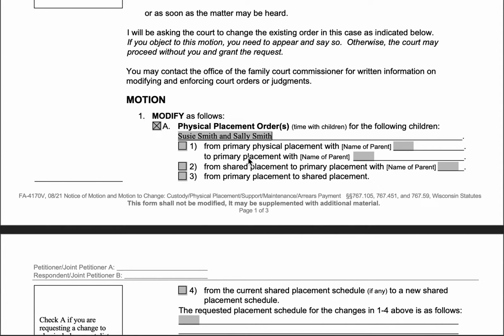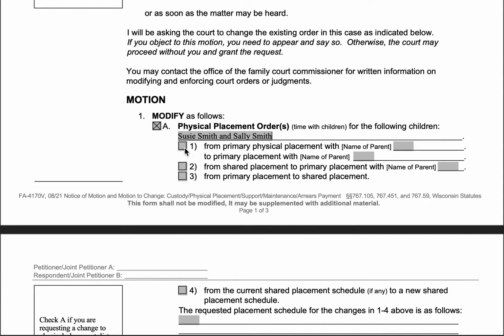So if you either know that or have a copy of your placement schedule, awesome, you can use that. If you're not sure what your ordered placement schedule is, you can get a copy of your court order from the Civil Records Division of your local courthouse. And then you'll know what the order is, so you know what you have, so you can decide which of these boxes applies to your situation.